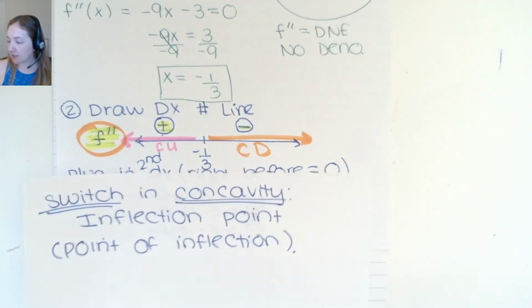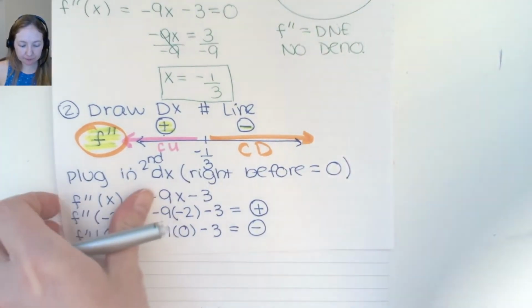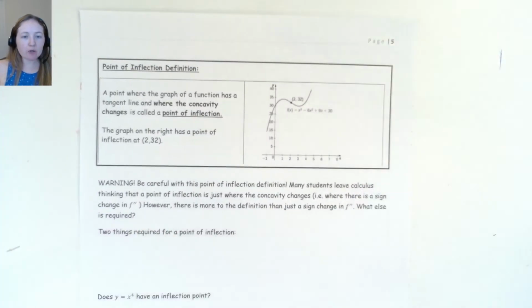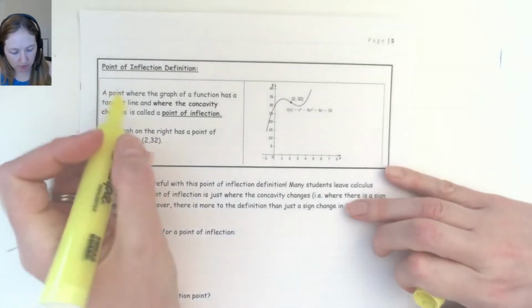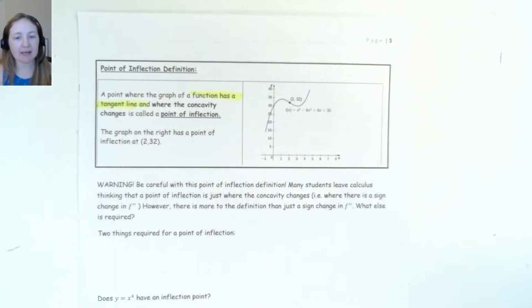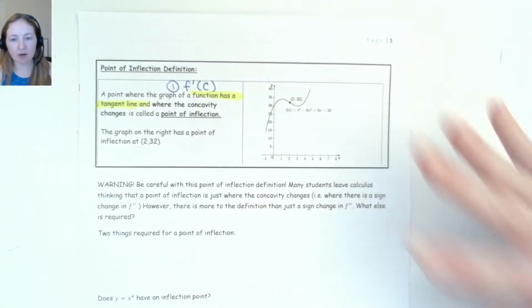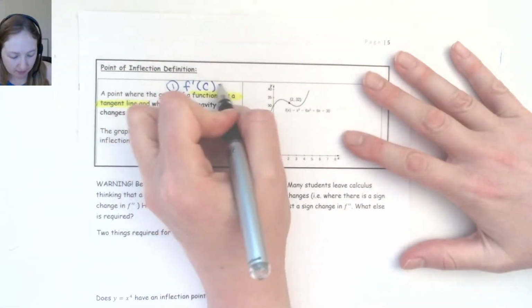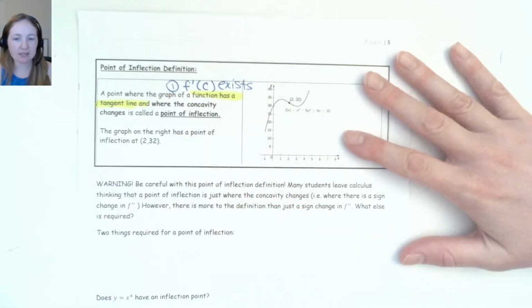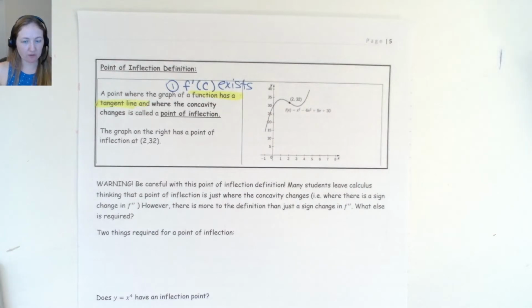So on the next page, you'll see the formal definition, and the formal definition is a little bit more involved than just a switch in concavity. In order for us to even think about the second derivative, we have to make sure that the function has a tangent line. The reason we need to make sure of that is we need f prime at that point to exist. We can't really think about taking the second derivative if there's not a first derivative at that point.